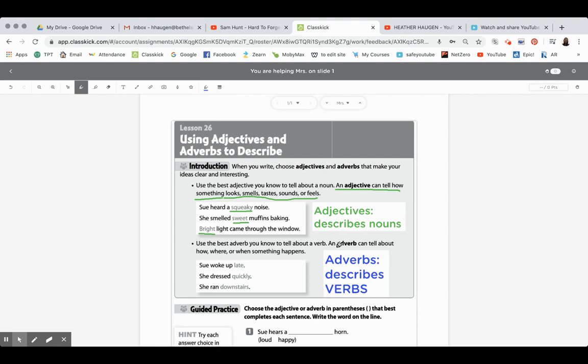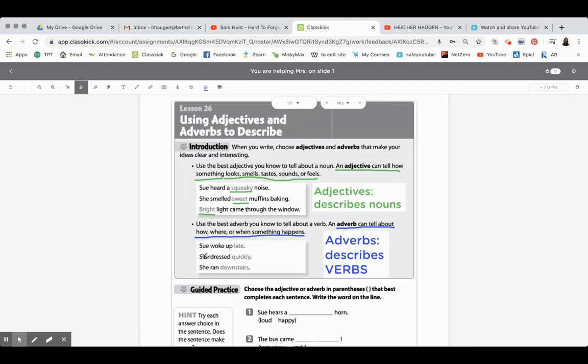Adverbs, on the other hand, are a tiny bit different. While they also describe, adverbs can tell how you do something, where it happens, or when something happens. So it describes a verb, it describes an action. So when I talked about Sue woke up late, it tells me when. She woke up late. The word late is an adverb.